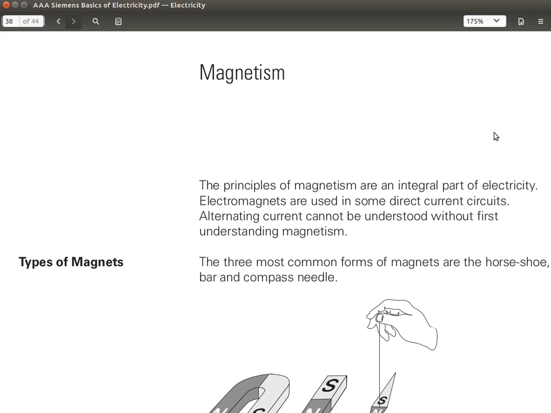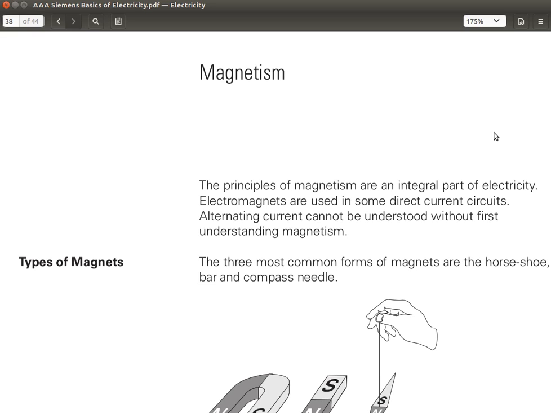And the reason why the motor turns is because of the interaction between the magnetic fields of the rotor, the part that rotates, and the stator, the part that is stationary. In the generator, you have either a permanent magnet for small generators or an electromagnet for larger generators.